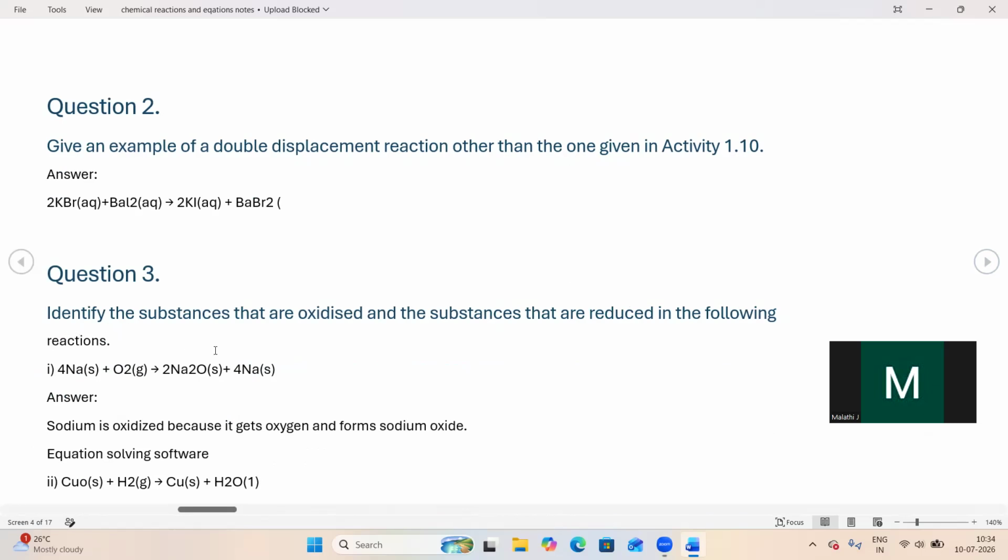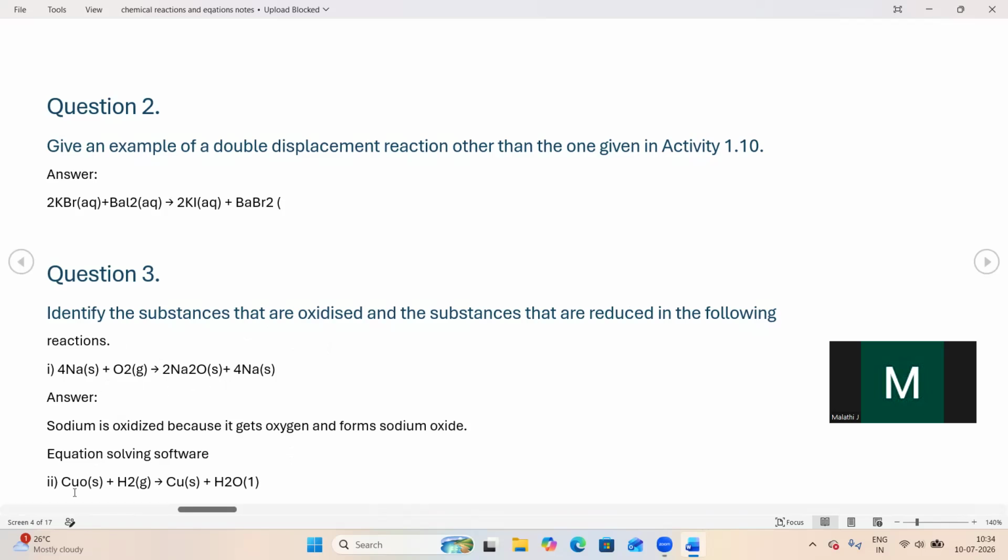Next question. Identify the substances that are oxidized and the substances that are reduced in the following. You should write which substance is going to get oxidized here. Sodium reacts with oxygen, you will get Na2O. Here sodium is oxidized because it gains oxygen to form sodium oxide. If you observe the reaction, sodium when it reacts with oxygen will gain oxygen and become Na2O, sodium oxide.